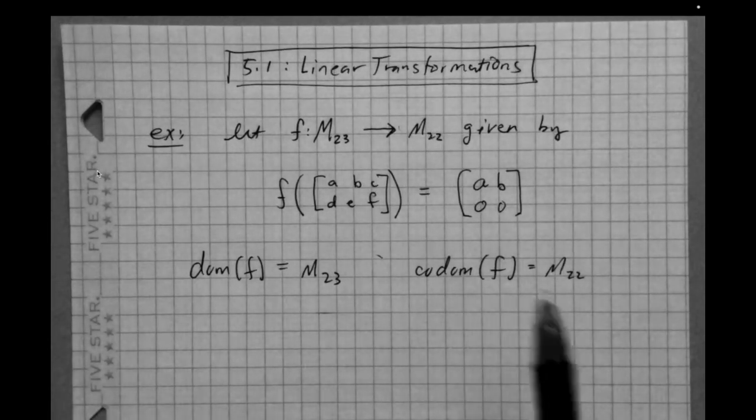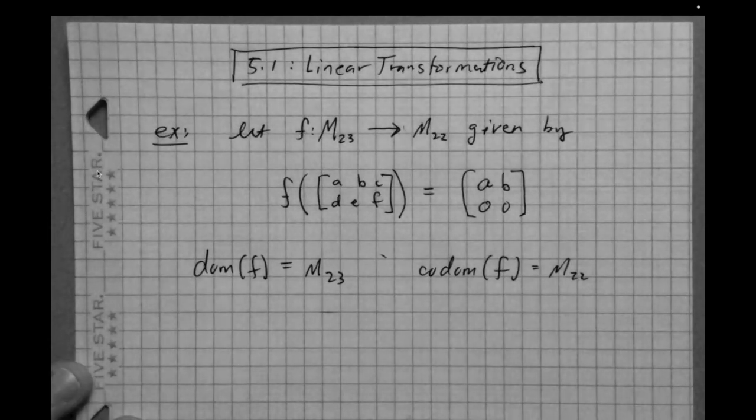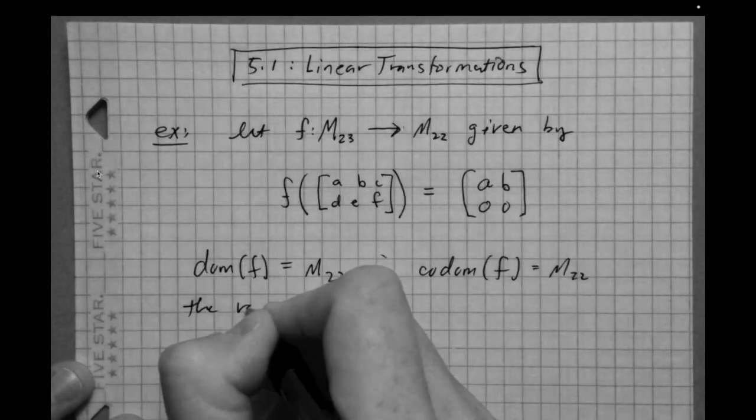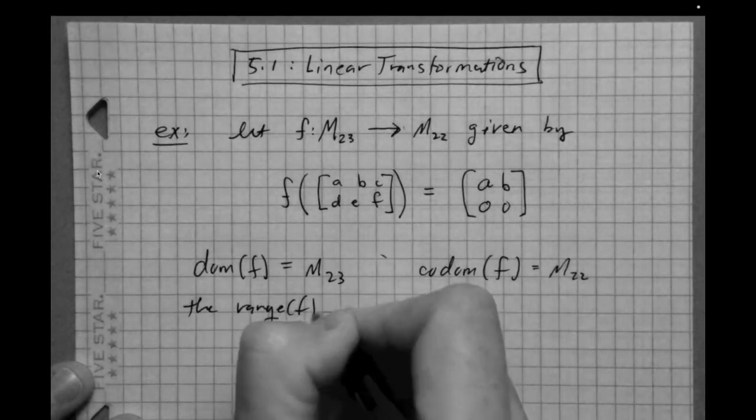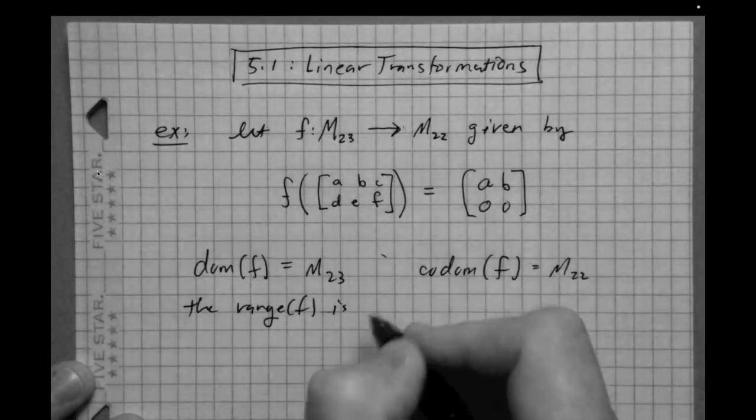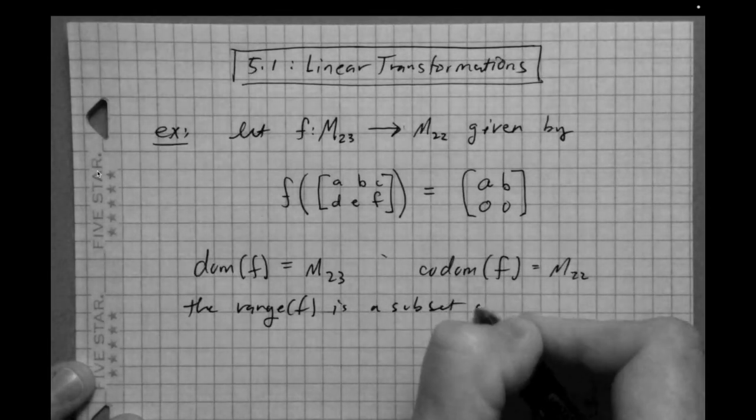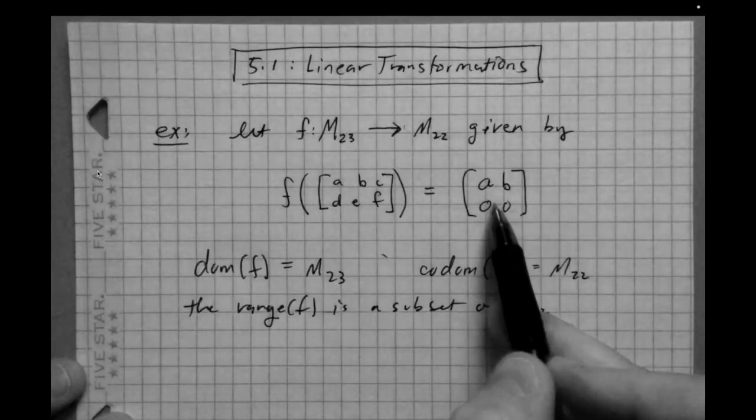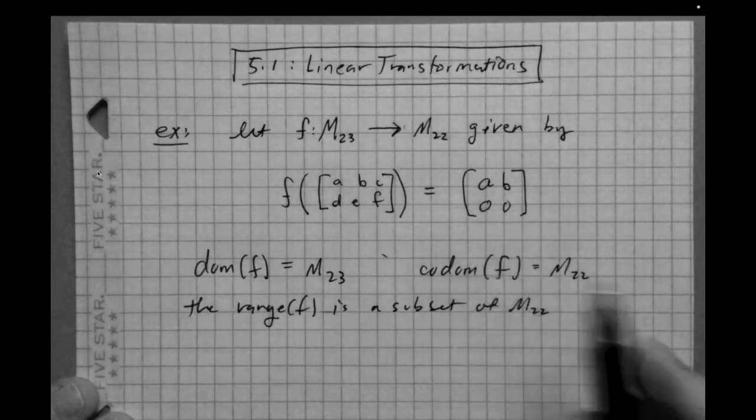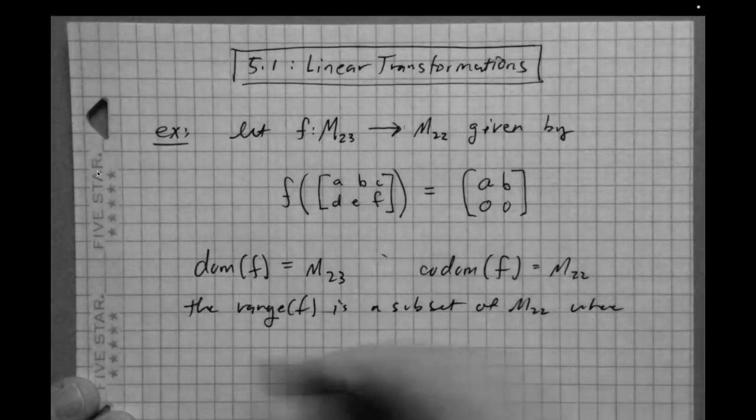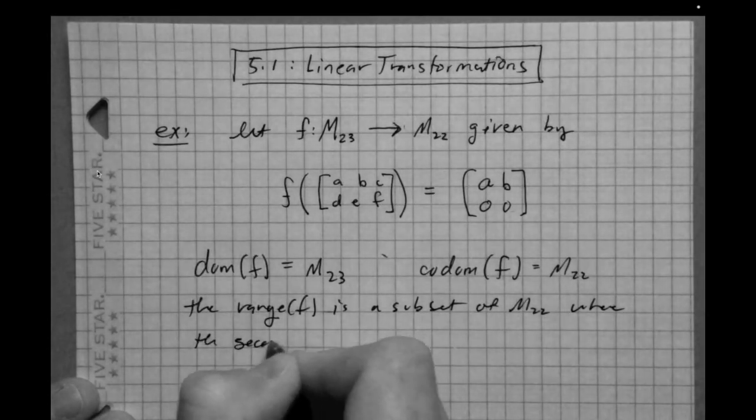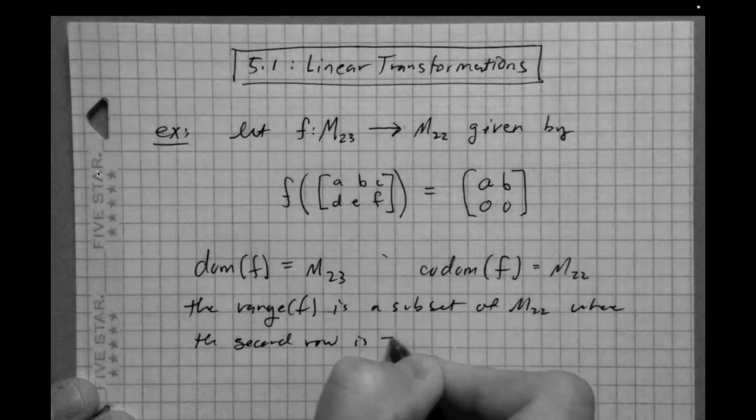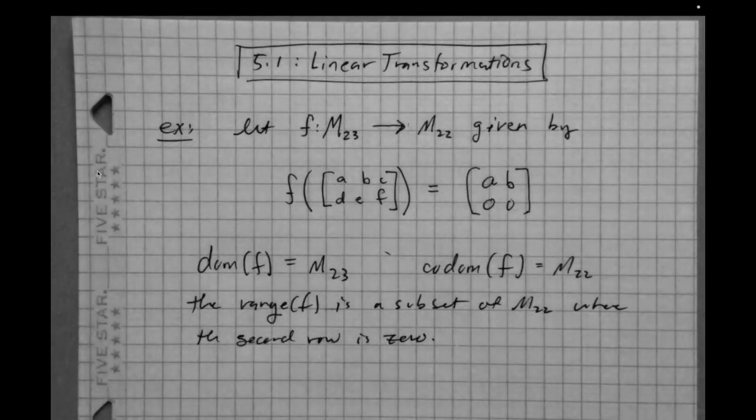And alongside that, what is the range of f? The range of f is going to be a subset of M22, namely where the 2 by 2 matrix has all zeros in the second row. So this is the setup.